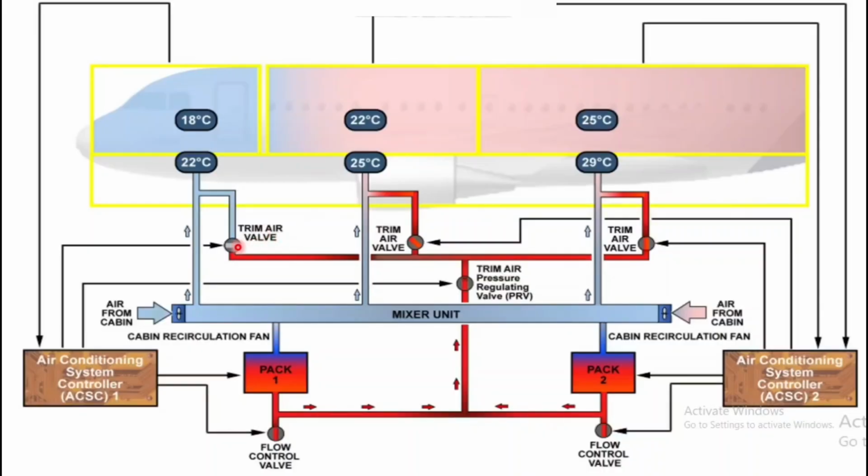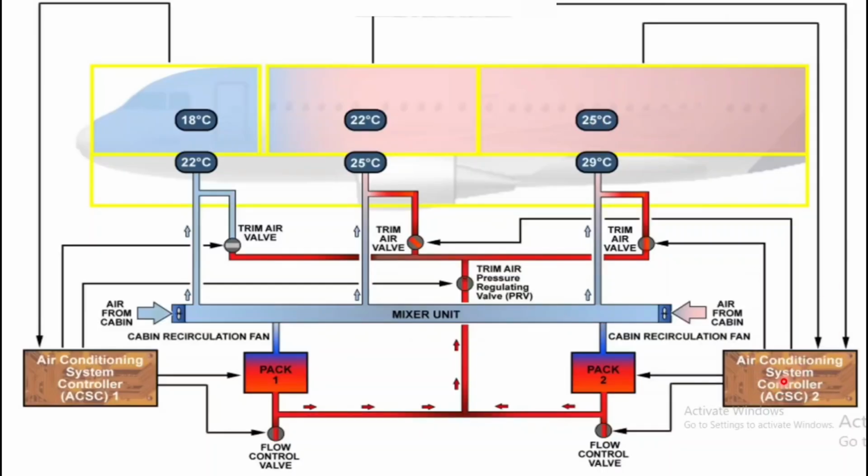Regarding the trim air valve, it is also electrically controlled by the zone control computer, that is ACSC. The cockpit trim air valve is controlled by ACSC1, and the cabin trim air valve is controlled by ACSC2. If you look at this diagram, this is going to the cockpit. ACSC1 is controlling only trim air valve 1, and ACSC1 only gets input from the cockpit zone temperature area, and the forward cabin and aft cabin area temperature is going to ACSC2.